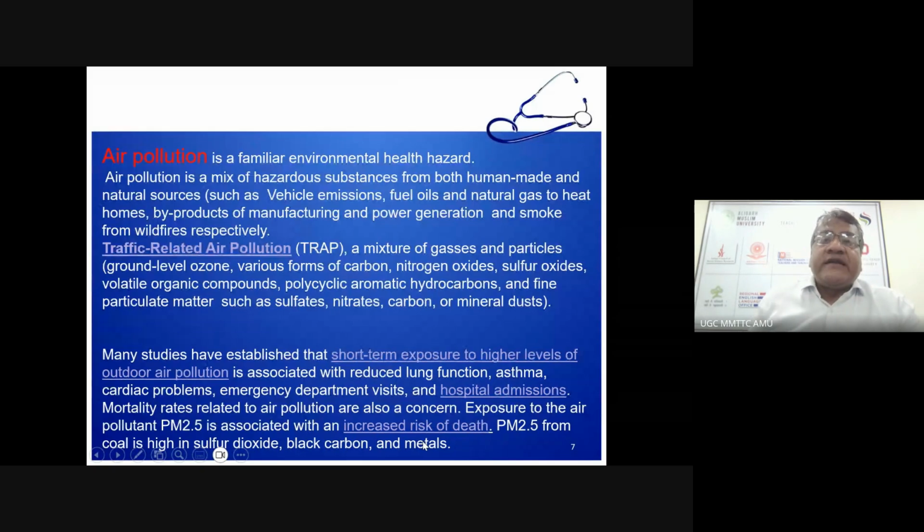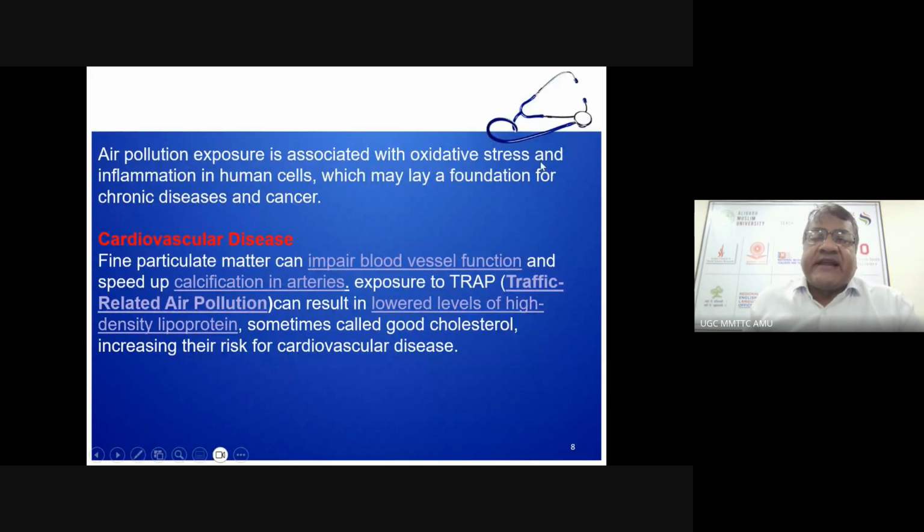Now, air pollution is associated with oxidative stress and inflammation in human cells. Any reaction, any foreign body, anything, the body reacts in the form of inflammation. So air pollution exposure is associated with oxidative stress and inflammation in human cells, which may lay the foundation for chronic diseases and cancers. Now, what is the effect of this air pollution on cardiovascular diseases?